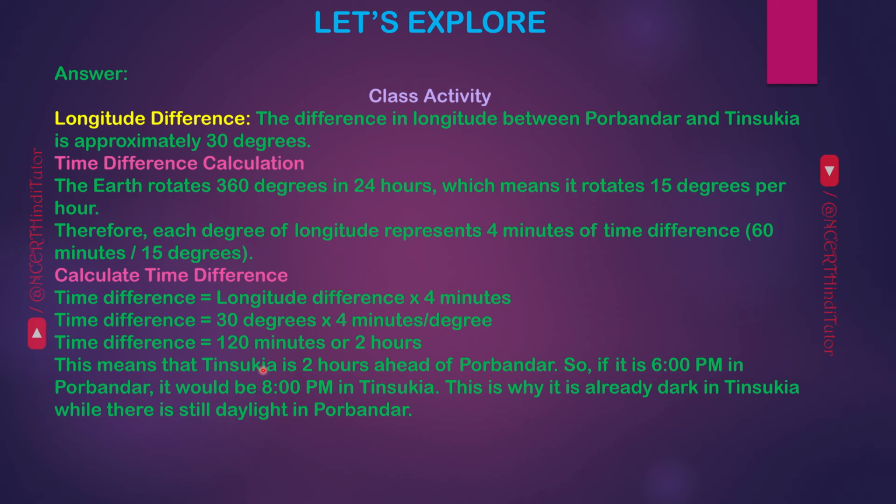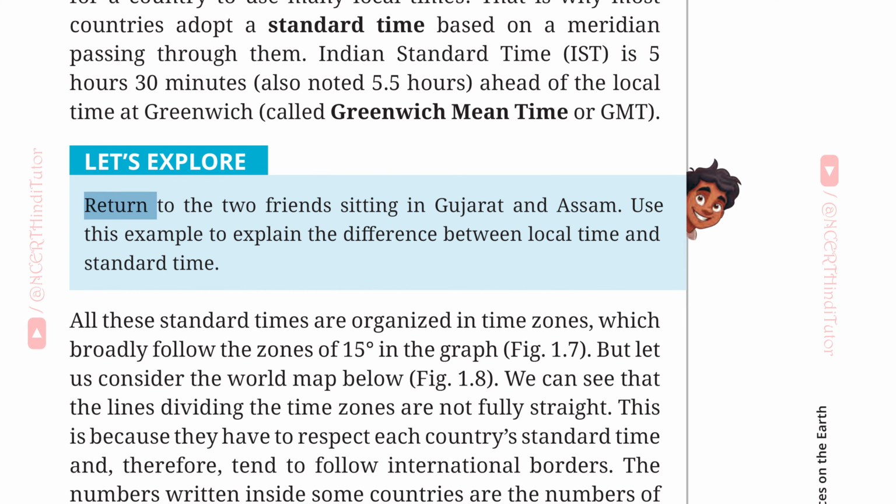This means that Tinsukia is 2 hours ahead of Porbandar. So, if it is 6 pm in Porbandar, it would be 8 pm in Tinsukia. This is why it is already dark in Tinsukia while there is still daylight in Porbandar. Next, return to the two friends sitting in Gujarat and Assam.